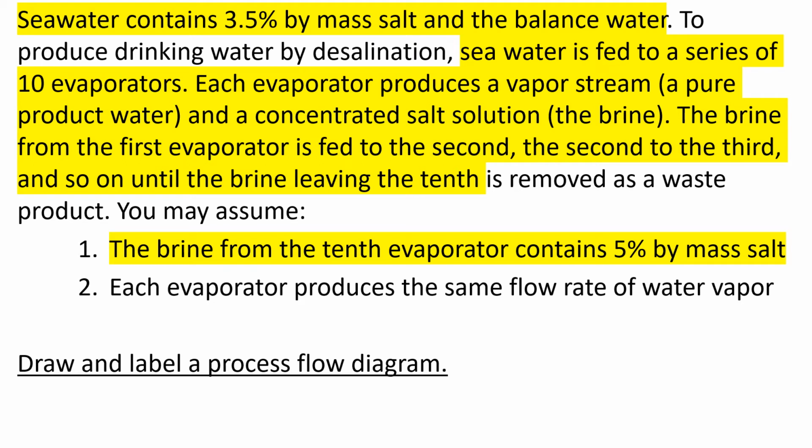Well, there is, and the very first piece of information is in the yellow right here, that the brine from the 10th contains 5% mass by salt. What that means is that the mass fraction of salt from the 10th is 0.05. So we can put that in our process flow diagram.